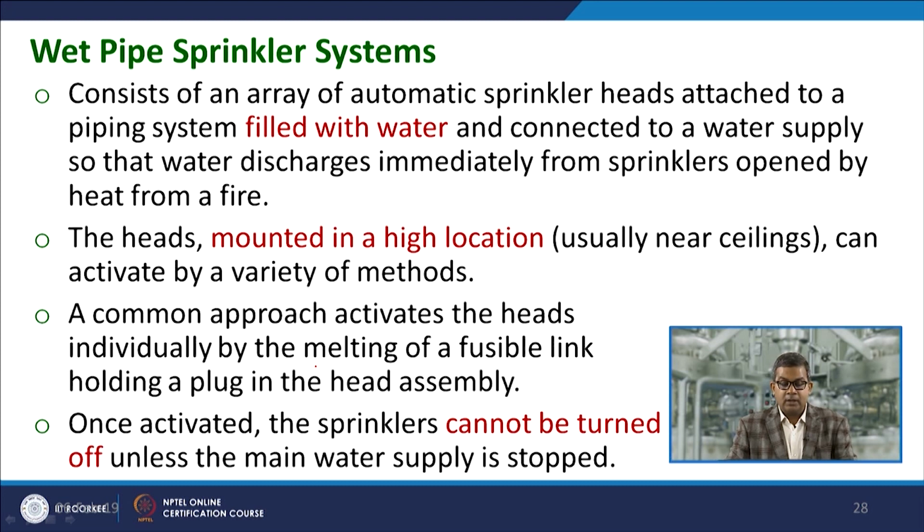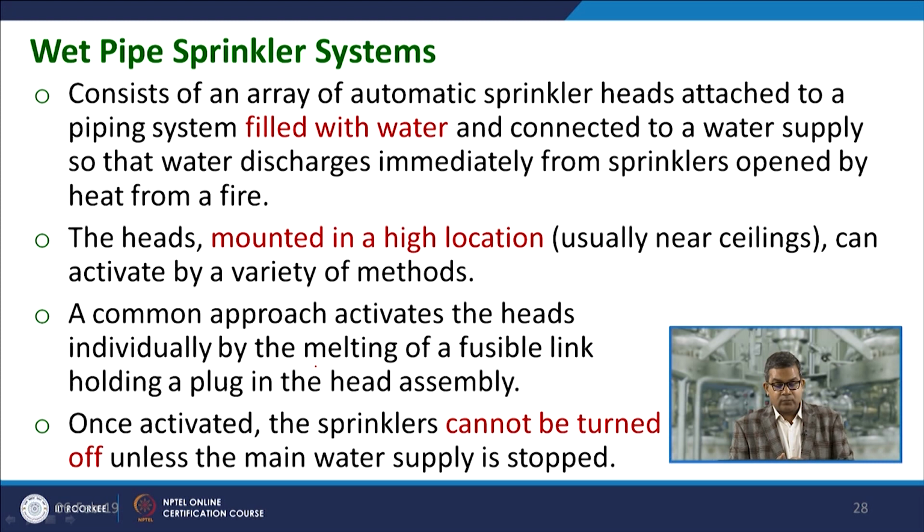Obviously, it's a wet pipe system, so it is to be filled with water or any fluid, and connected to a water supply so that water discharges immediately from a sprinkler opened by heat from a fire. The heads are mounted in a high location, usually near the ceiling. The pendant type of sprinkler can be activated by a variety of methods. A common approach of activation is by melting the fusible links, which we have already discussed.